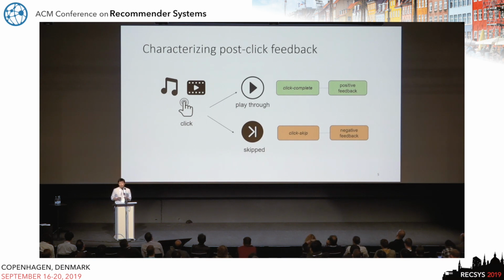So instead of simply treating implicit feedback as positive feedback, we try to leverage this kind of post-click behavior to further disambiguate click and non-click items. Under our definition, interactions with click and play-through behavior we refer to as positive feedback, whereas click and skip behavior we refer to as negative feedback. So we're trying to break ties among the click and non-click items by further fine-graining the interactions that happen after the user clicks.